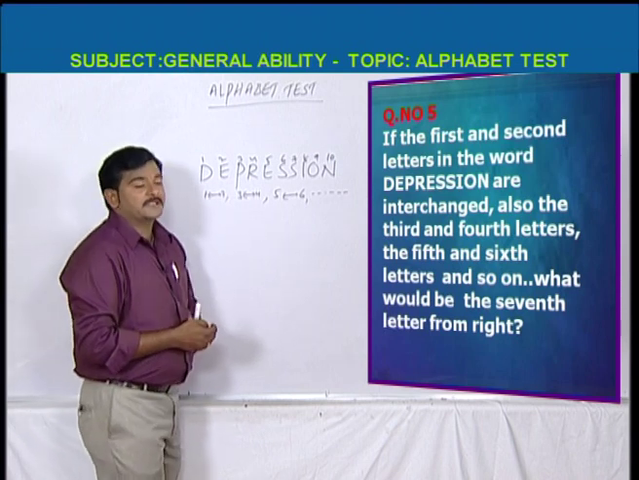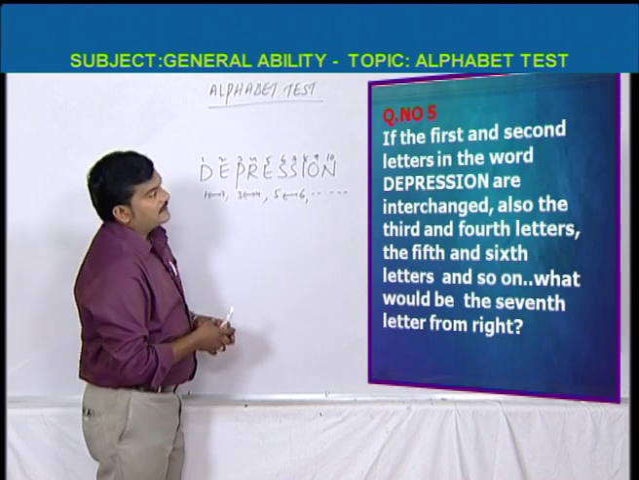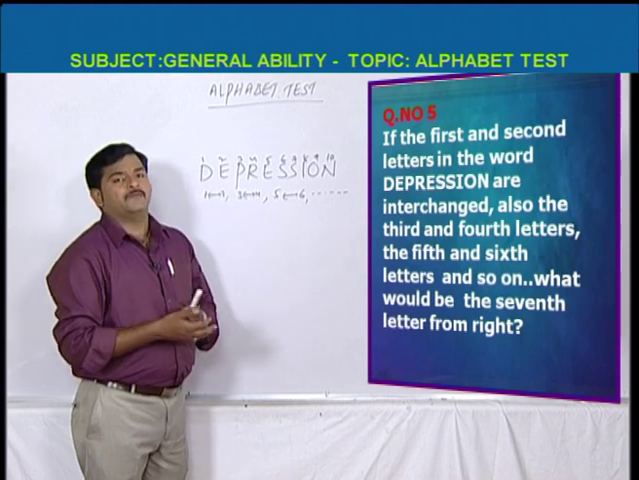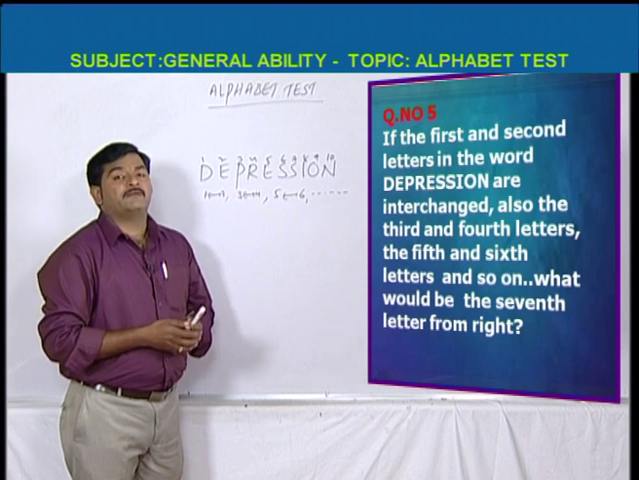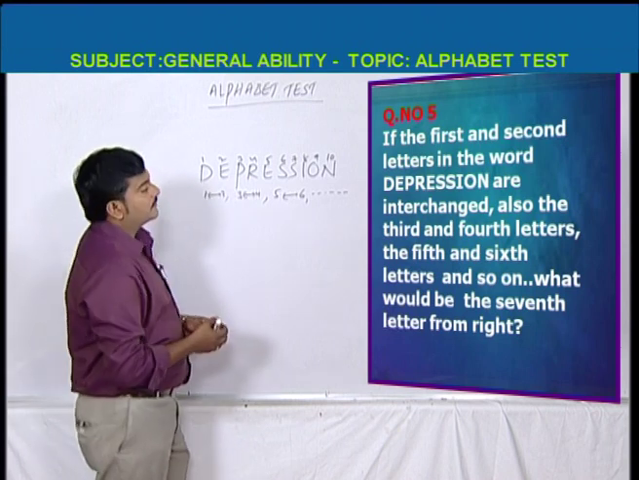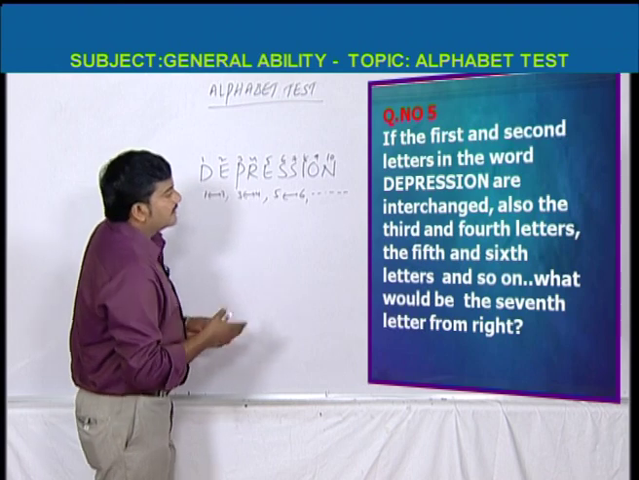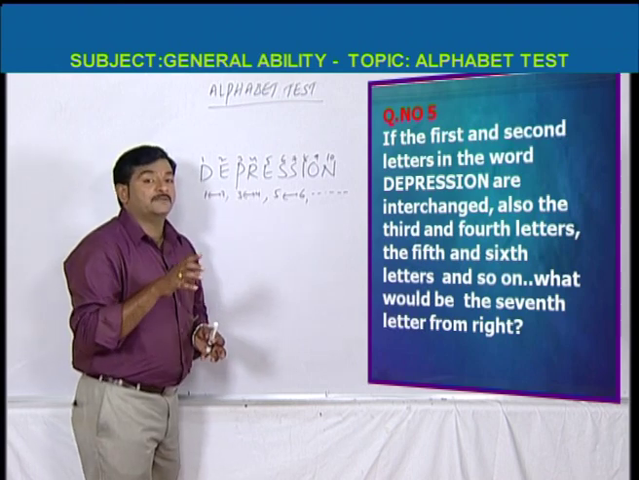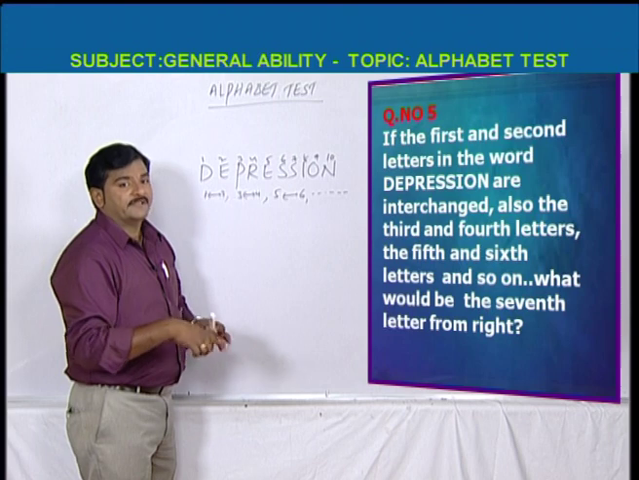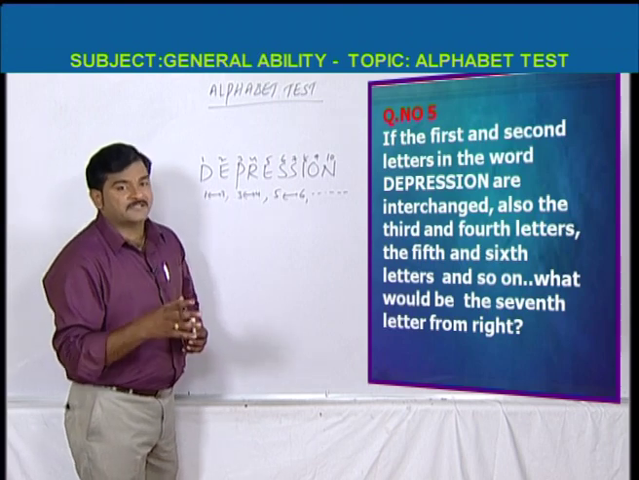So now, after that interchange, what did he ask to find? What would be the seventh letter from the right? In the previous question, he asked to find the seventh letter from left, whereas here he asked to find the seventh letter from right.